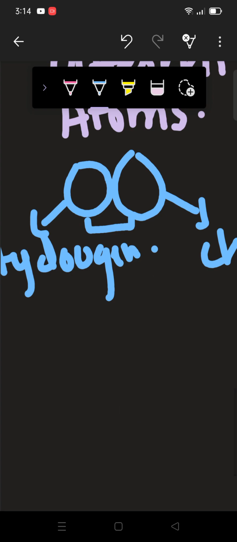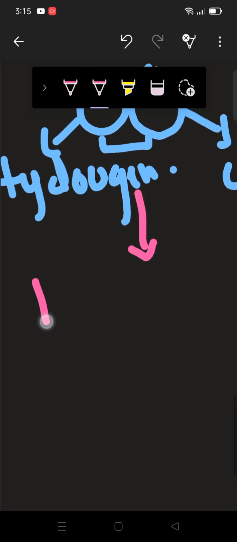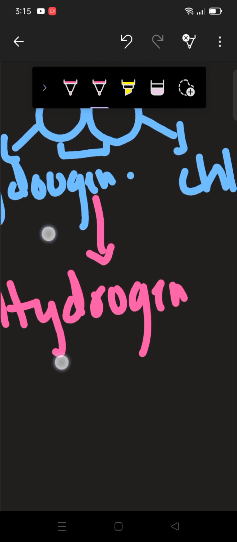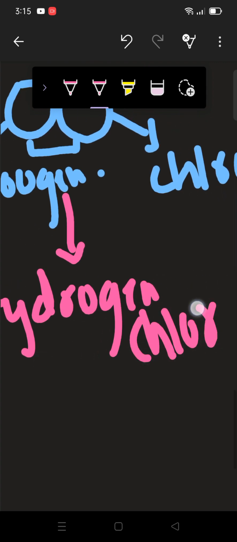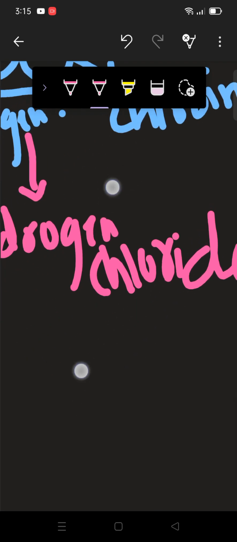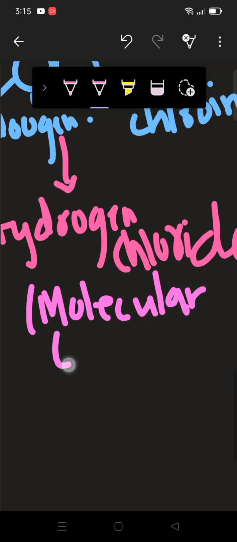So when both these atoms, one of hydrogen and another of chlorine, combine together by chemical association, they form hydrogen chloride, which is basically a molecular compound.